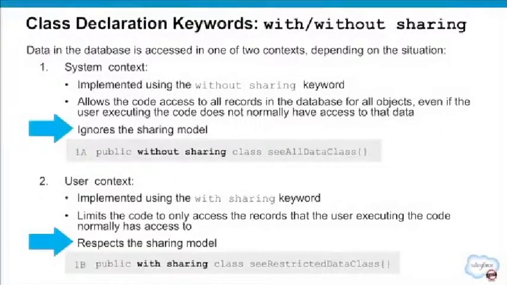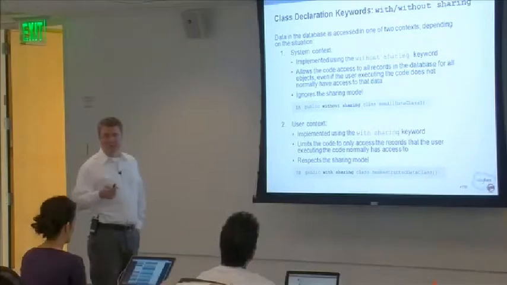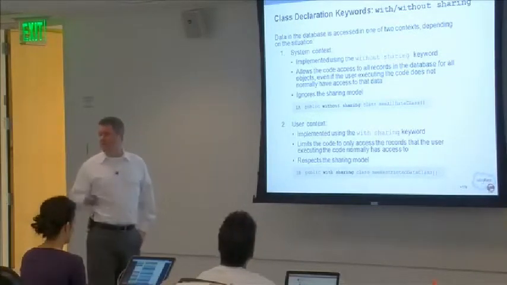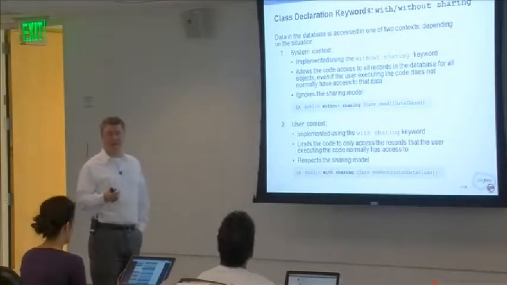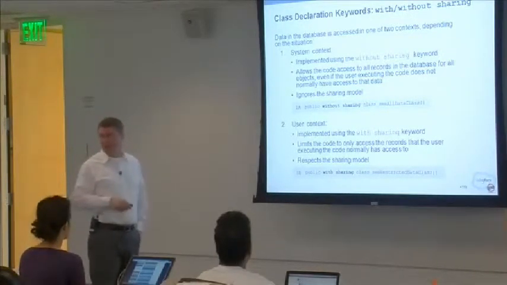With sharing and without sharing. Without sharing ignores the sharing model. With sharing respects the sharing model. Let's say that I just declare public class see all data class or whatever. Okay, so let's say I leave off with sharing or without sharing, or for that matter, I'm doing an execute anonymous and there is no declaration of with or without sharing.